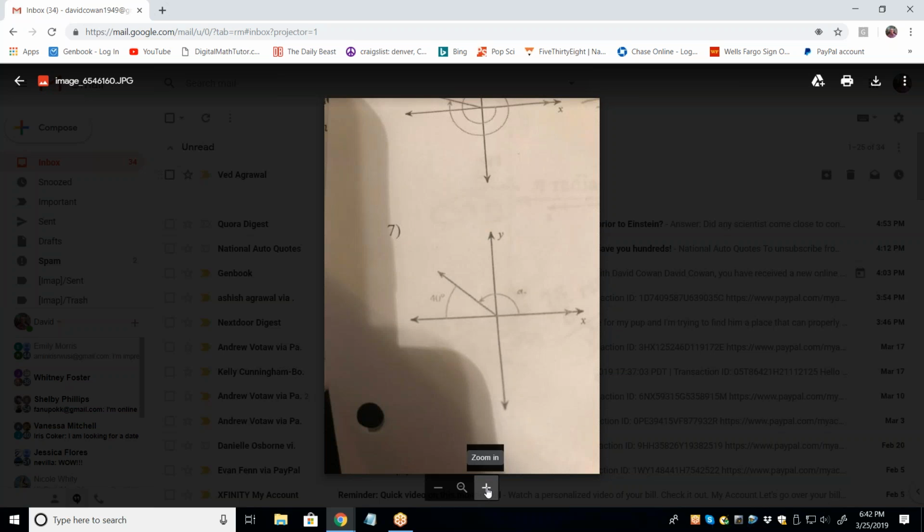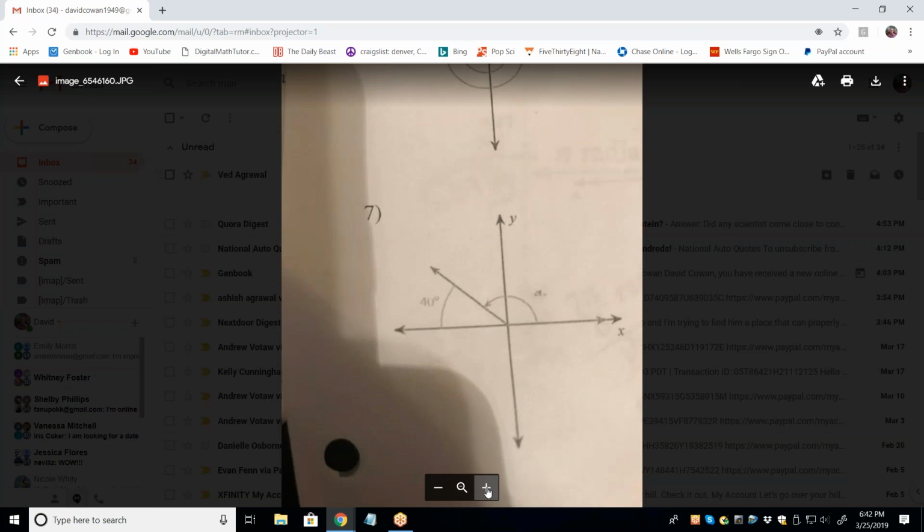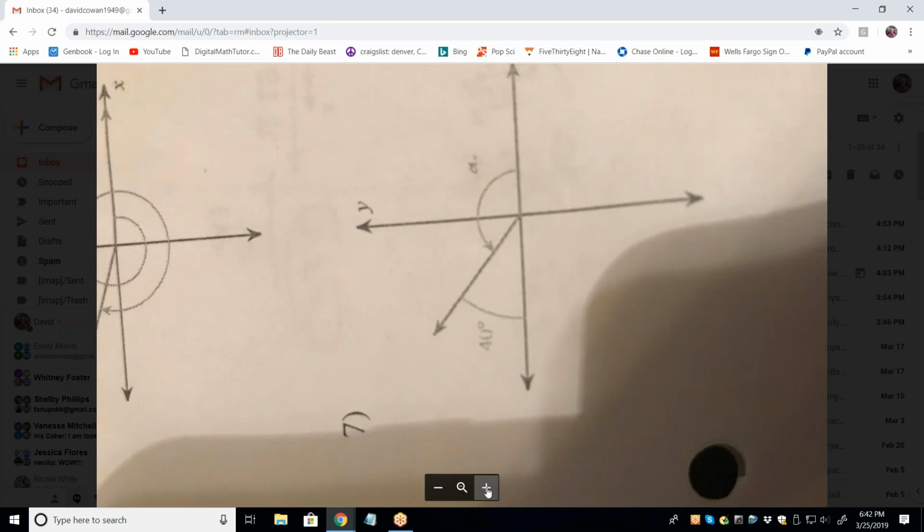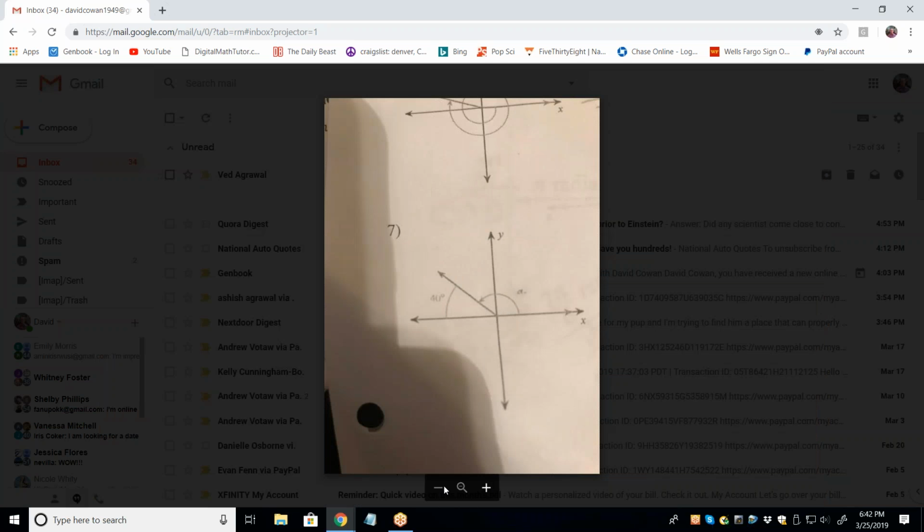Let's see whether I can blow that up at all. Yeah, just enough that I can read it. Nope. Okay, I got it enough that I can read it though, so it works.